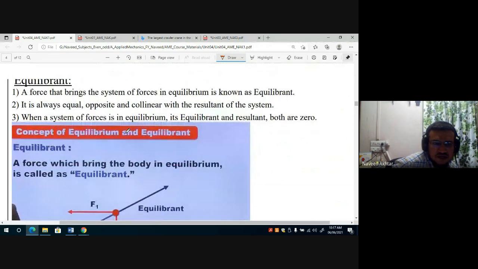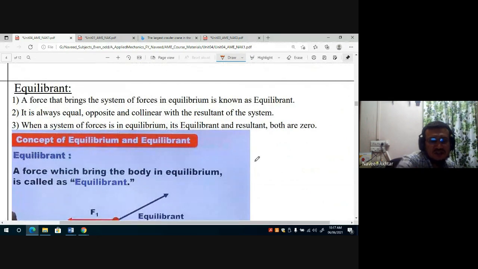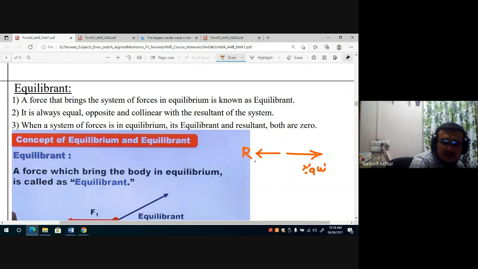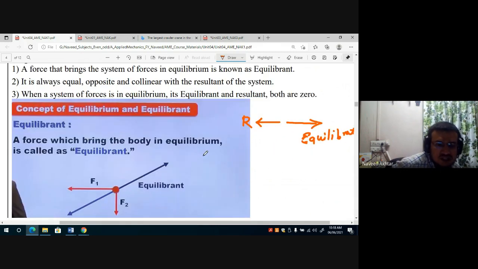What is the equilibrant? A force that brings the system of forces into equilibrium is known as the equilibrant. It is the opposite of the resultant, in the opposite direction and of the same magnitude. So this is called the equilibrium force. You can see an example here.